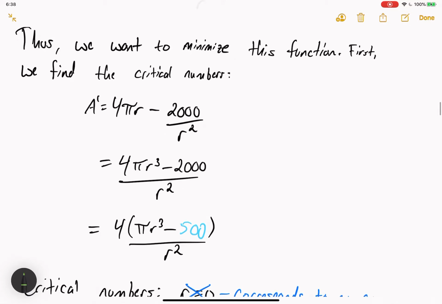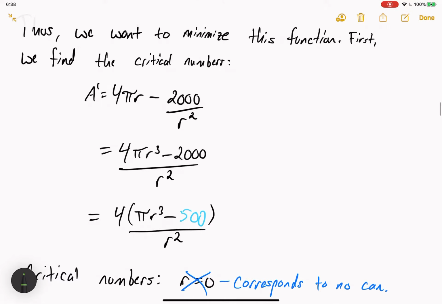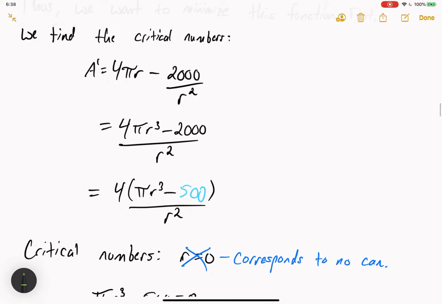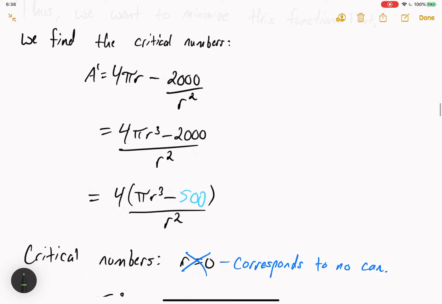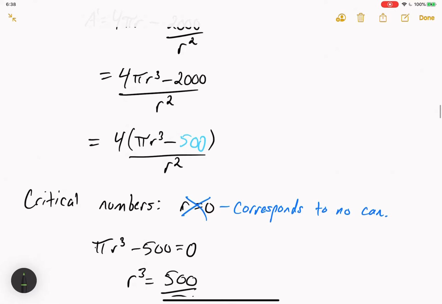If you want to minimize this function, which is the goal of the problem, to optimize, in this case minimize, what we do here is we just take a derivative. We want to find the critical numbers because we know the critical numbers correspond to the maximum and minimum values of a function. So we take a derivative, and eventually what we get is 4 times pi r cubed minus 500 divided by r squared. All I did was algebra to put it all together.